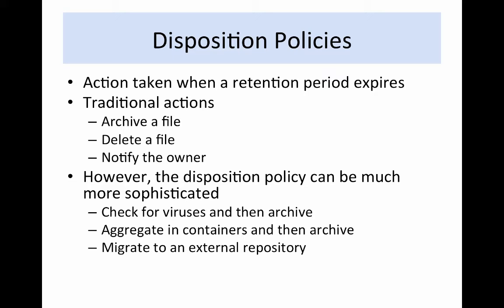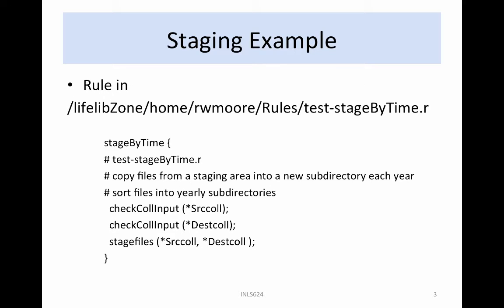Check for viruses and then archive, aggregate in containers and then archive, migrate to an external repository. A rule to copy files from a staging area into an archive every year is shown here. The rule is available at Life Zone, Home RW, More Rules, Test Stage by Time.